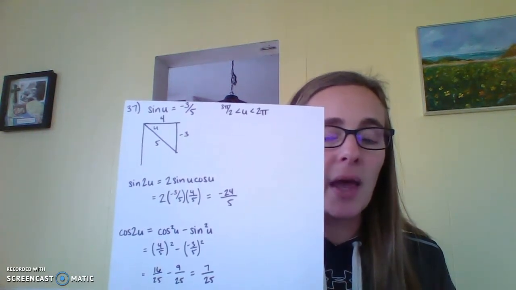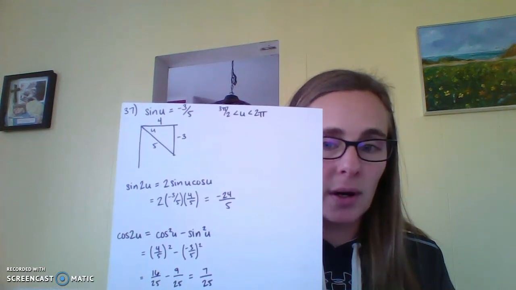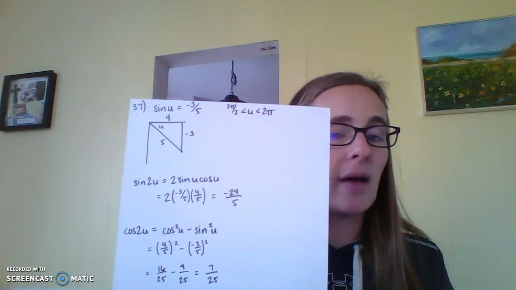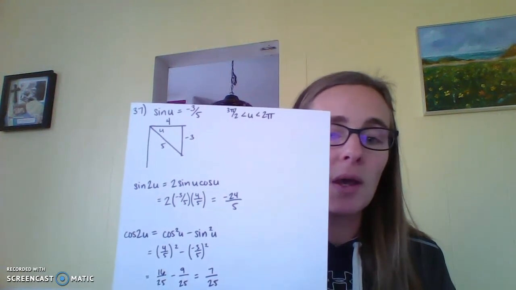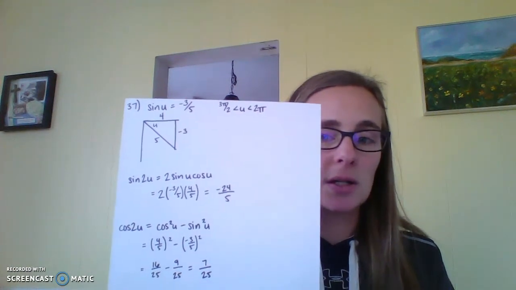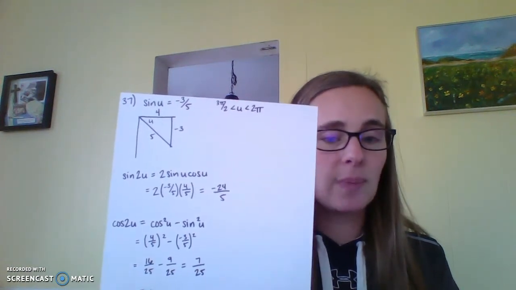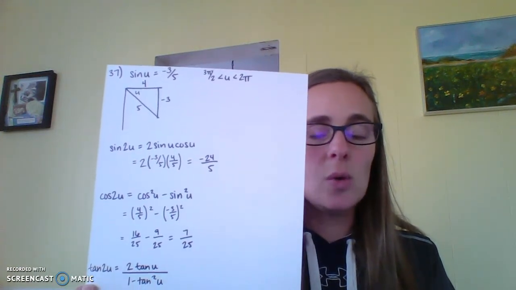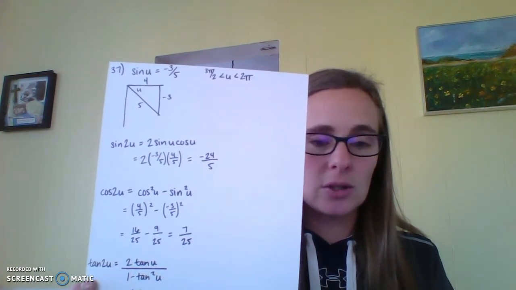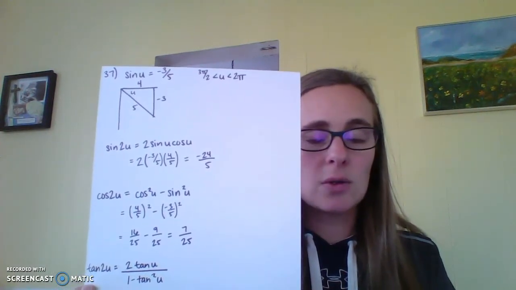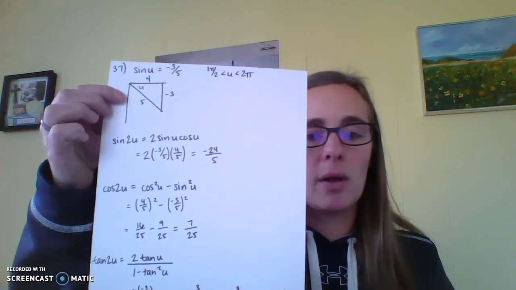Like I said before, at this point we could do sine over cosine and have our tangent of 2u, or we can go through the whole process, which is what we're going to do because the directions tell us to. So we're going to use tangent of 2u is equal to 2 tan u over 1 minus tangent squared u. Again, it's just plugging and chugging and taking those numbers off of our lovely triangle.